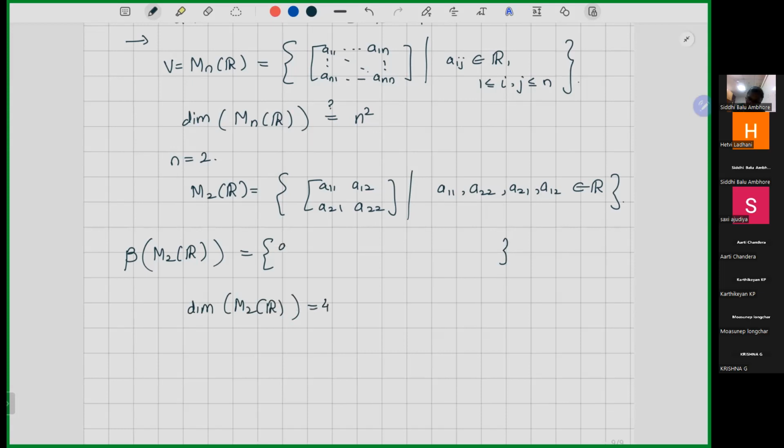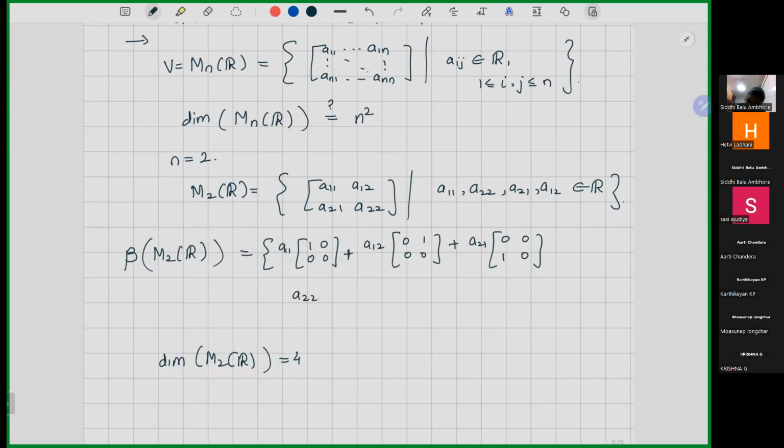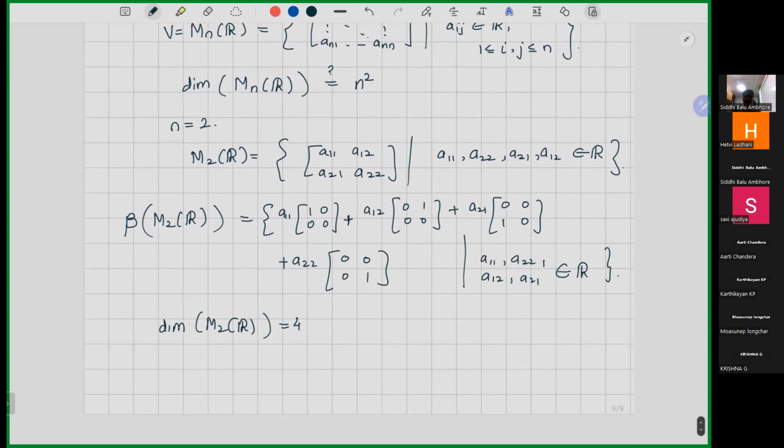Okay, and the elements are like A11 times (1, 0, 0, 0), plus A12 times (0, 1, 0, 0), plus A21 times (0, 0, 1, 0), plus A22 times (0, 0, 0, 1), such that A11, A22, A12, A21 belong to R. This forms a basis, right? And this can be done for any higher dimension as well.